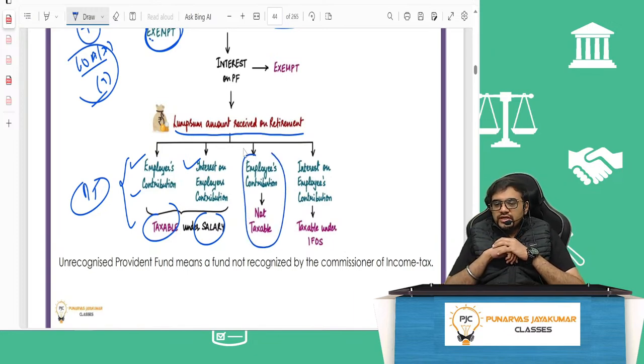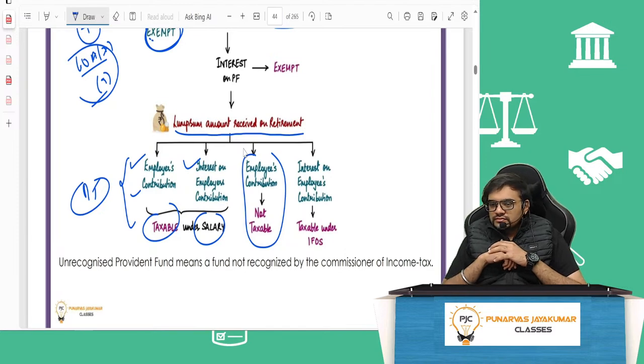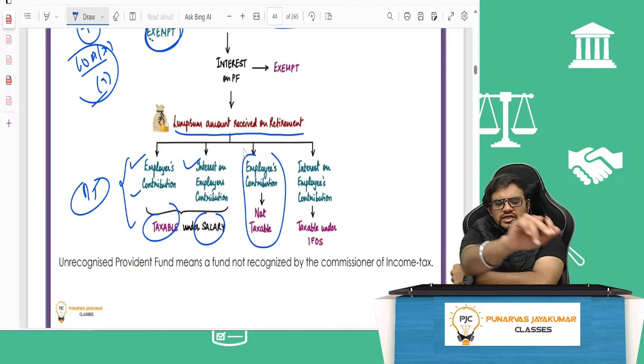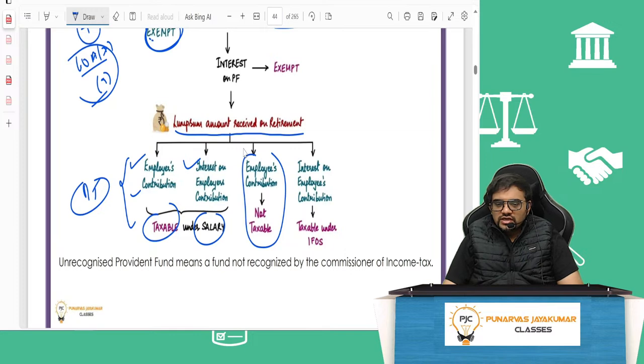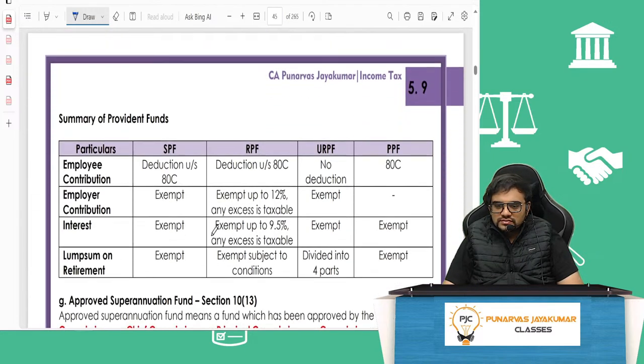Interest on employee's contribution is also taxable under income from other sources. So, if we are foolish enough to invest in an unrecognized provident fund, there is taxation everywhere. There is absolutely no point in doing so. Unrecognized fund means a fund not recognized by the Commissioner of Income Tax.